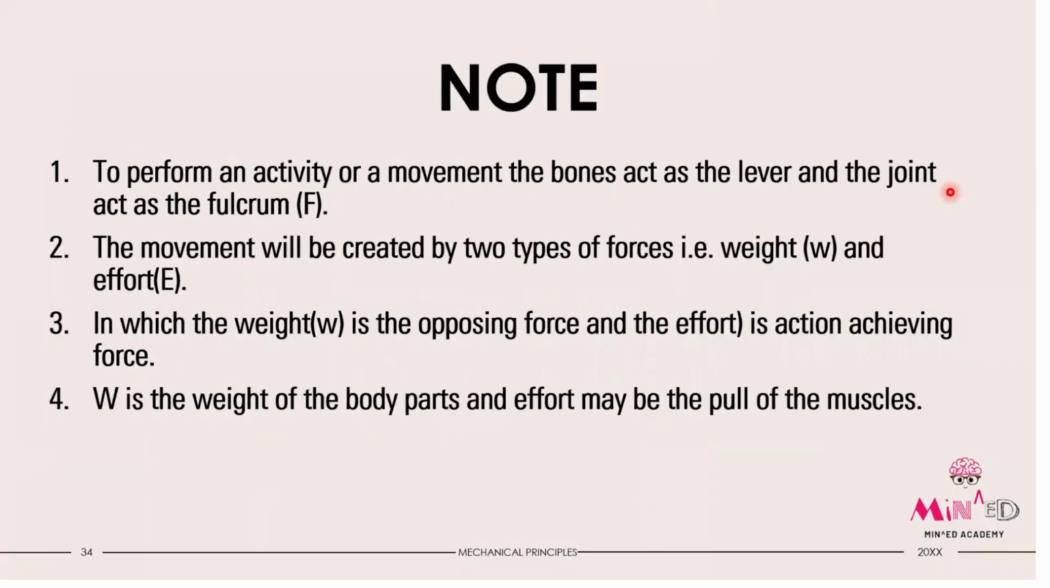So note that to perform an activity or a movement, the bones act as lever and the joint as a fulcrum. So in the body, bones work as a lever and joints as a fulcrum. The movement will be created by two types of forces: weight and effort, in which weight is the opposing force and effort is the action achieving the force. So W is the weight of the body parts, and effort may be pulls of the muscle in the human body.